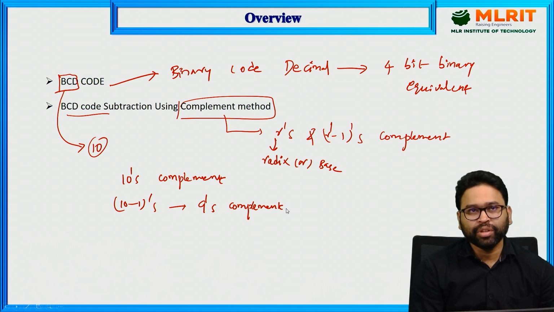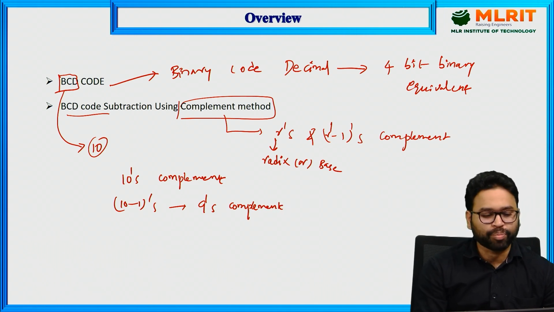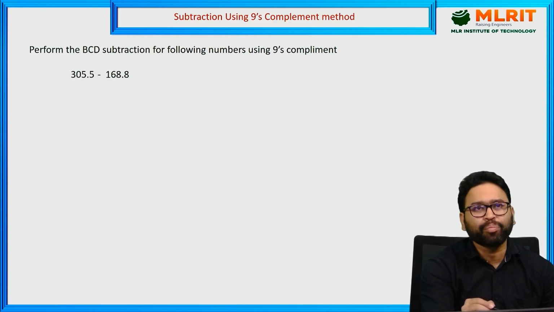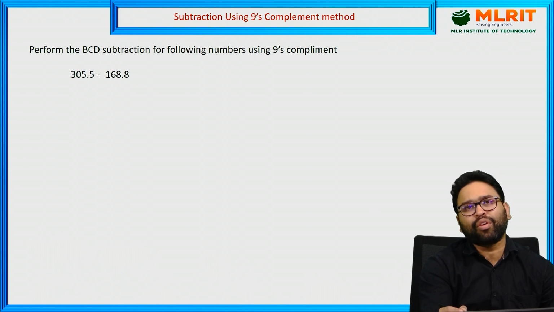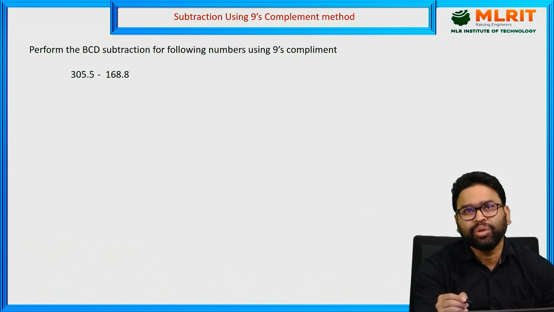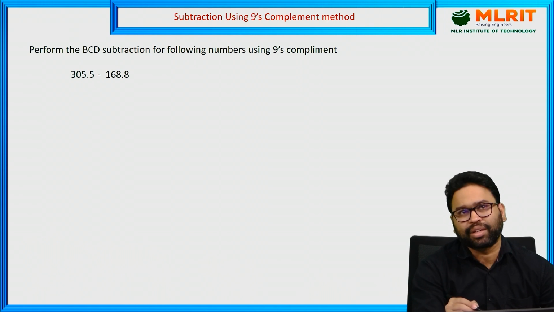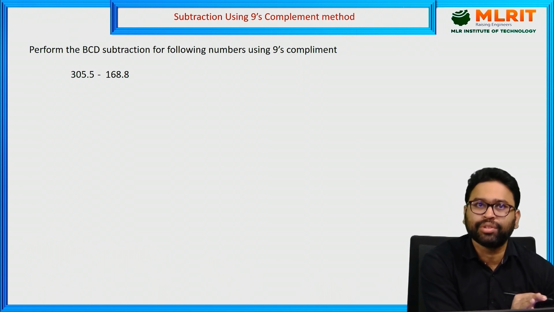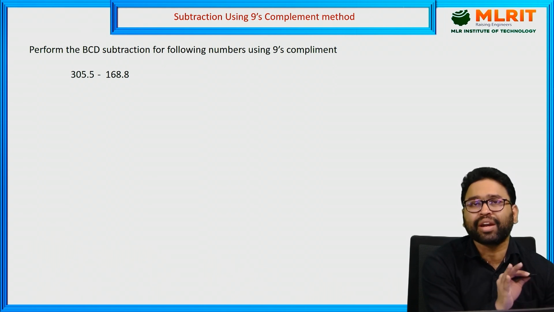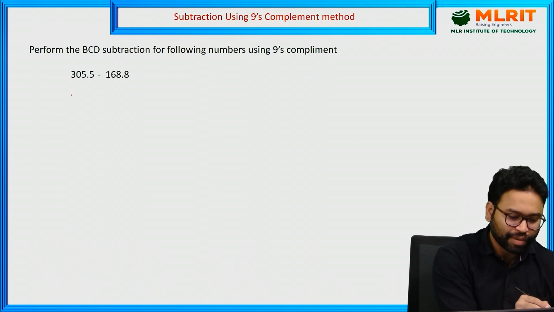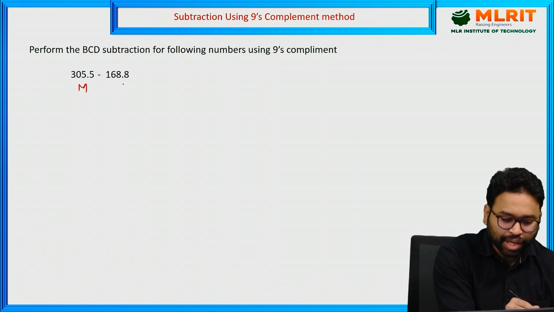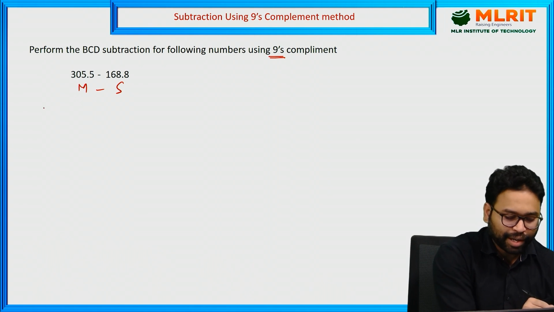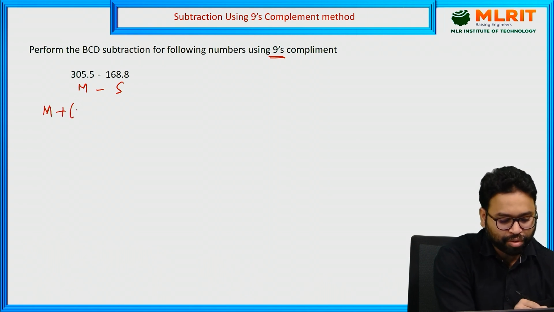That leads to the 9's complement method. Okay, so let's solve a problem: how we are supposed to perform the subtraction using the complement method. The question was given like this: perform the BCD subtraction for the following numbers using the 9's complement. We will try to do it in the 10's complement also, and try to check out the result. First, let's represent each and every given number in BCD value. Then we perform the subtraction using the 9's complement method. The first given value is the minuend, and this is called the subtrahend. Indirectly we are trying to perform M plus the complement of S.